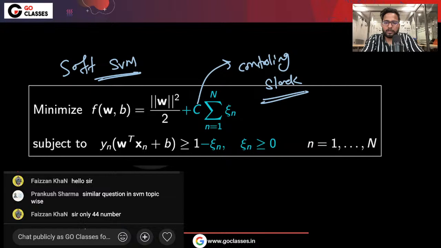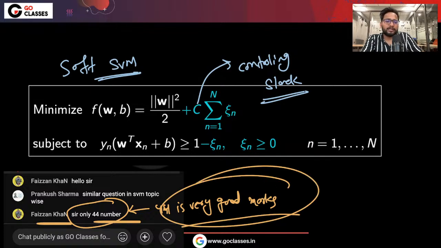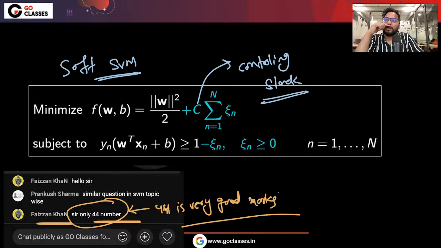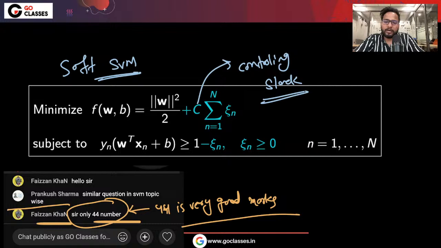Okay. So Faiz Khan is saying this is only 44 number. So see, 44 is not only, okay. 44 is a very good number. 44 is very good marks, to be honest. So it's not only marks, it is very good marks. There might be a few mistakes that you might have made, and you just need to rectify those mistakes. So Faiz Khan, are you a Go classes enrolled student? I'm just asking because maybe a few of the things you might not have studied in any other coaching. So that is the reason I'm asking you.